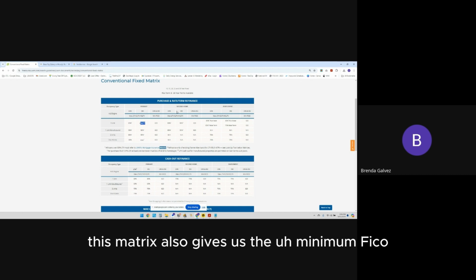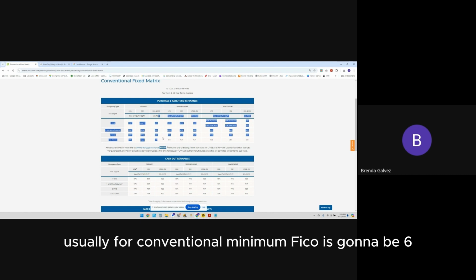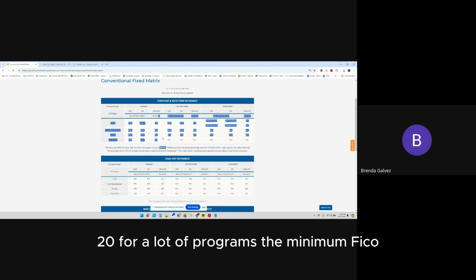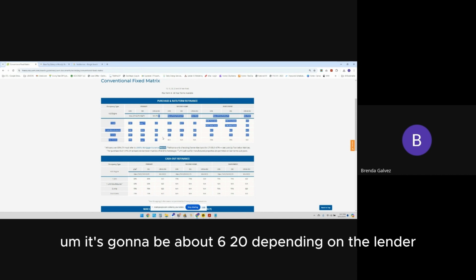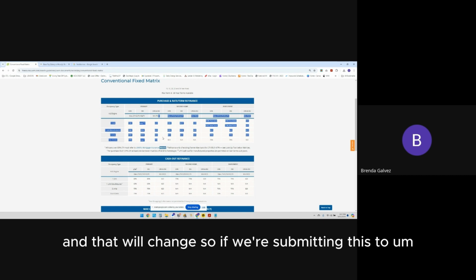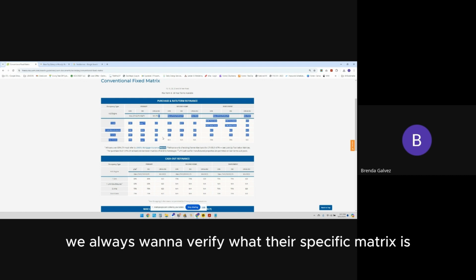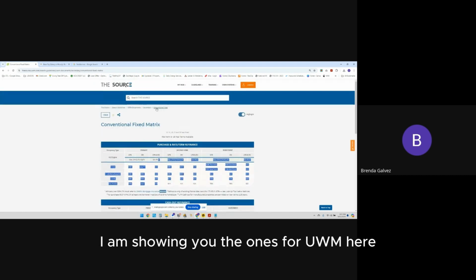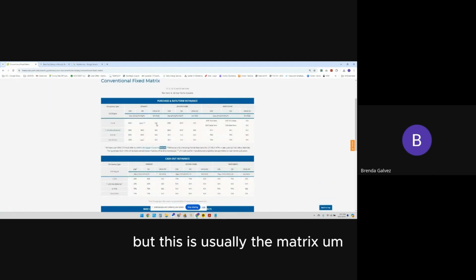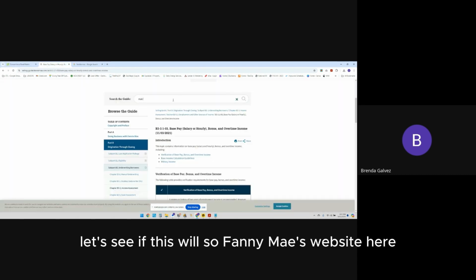This matrix also gives us the minimum FICO. Usually for conventional, the minimum FICO is going to be 620. For a lot of programs, the minimum FICO is about 620. Depending on the lender, sometimes they have their own overlays and that will change. So if we're submitting this to a specific lender, we always want to verify what their specific matrix is. I am showing you the ones for UWM here, but this is usually the matrix.